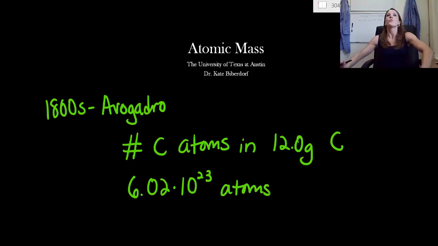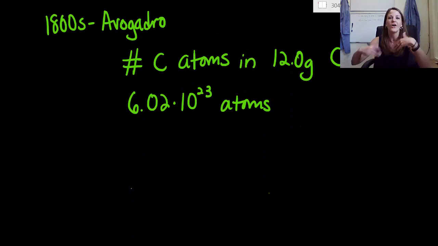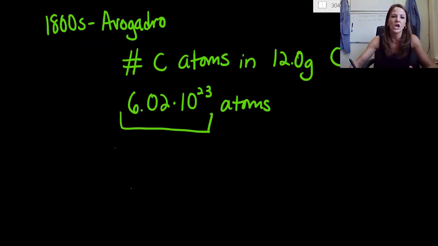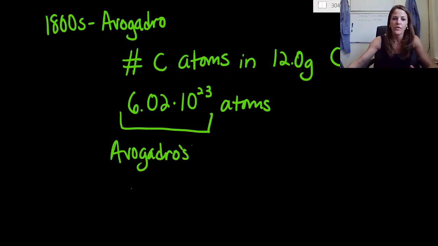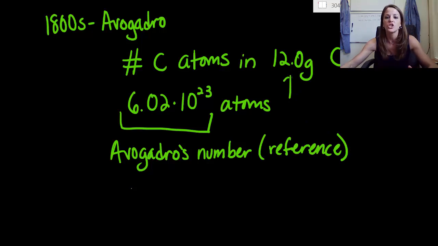And so all these other scientists were like, dude, that's so cool, that's so neat. And they decided, kind of in honor of him, but also as a colloquial way of referring to it, that this number right here was going to be referred to as Avogadro's number. Now, the reason they did this is because they wanted to use it as a point of reference. They wanted to say 12 grams of carbon instead of 6.02 times 10 to the 23rd carbon atoms.